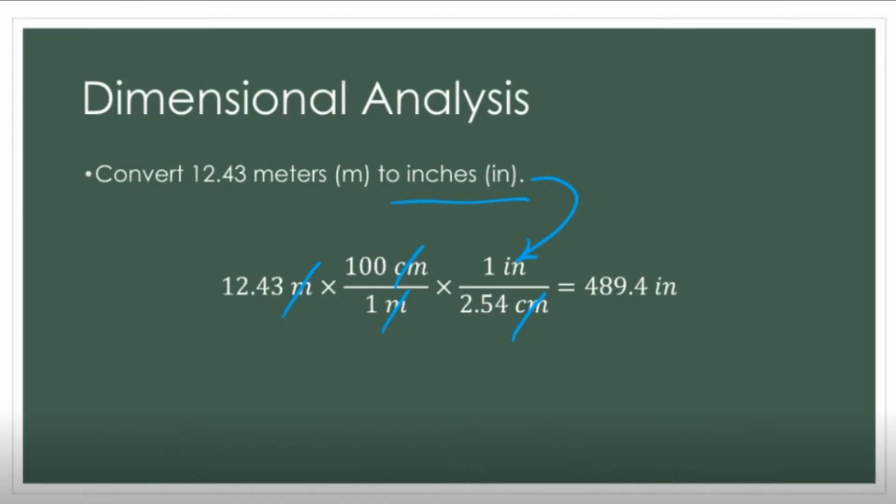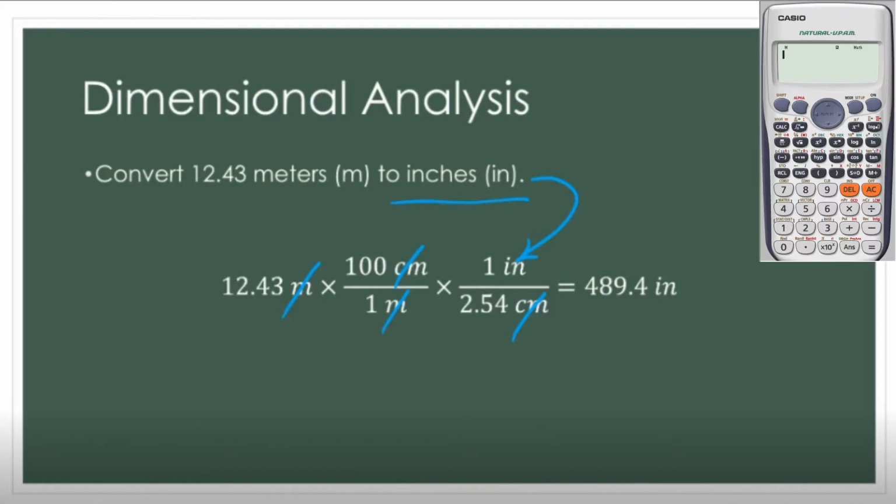Upon the completion of the solution, we can now input this to our calculator. All of the terms in the numerator mean to multiply, while all of the terms in the denominator mean to divide. So we input this as 12.43 times 100 divided by 2.54. Of course, I am no longer including the multiplication with 1 or the division with 1. Our answer is 489.4 inches. And that is basically how we use dimensional analysis for the conversion of units.